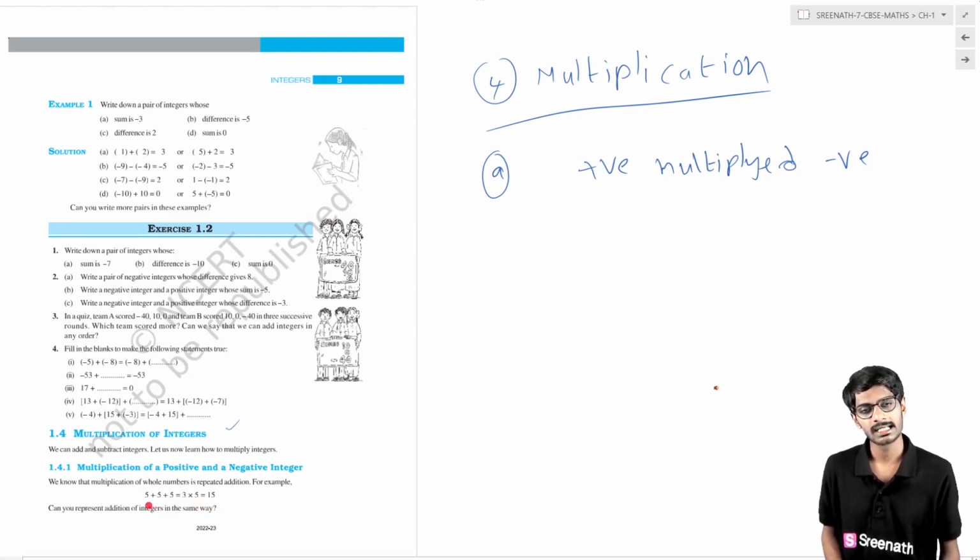So multiplication is nothing but repeated addition. If a number is repeatedly added, then multiplying that number with how many times it is repeated gives the multiplication. Here 5 is repeating, so it is 5 into how many times it is repeating. Here it is repeated 3 times, so into 3. So 5 into 3 or 3 into 5 gives the multiplication. 5 into 3 is 15.